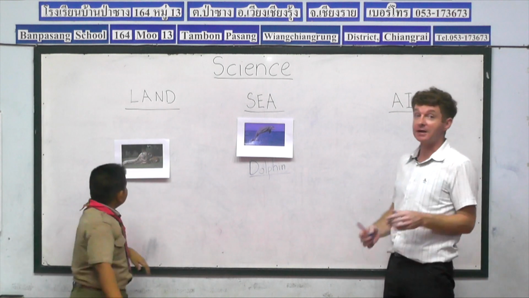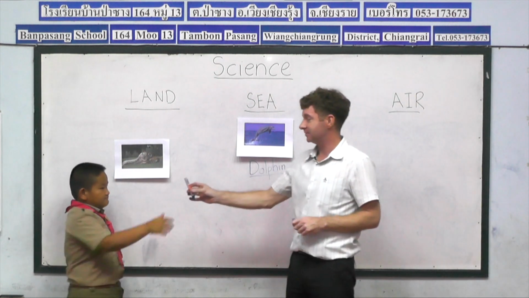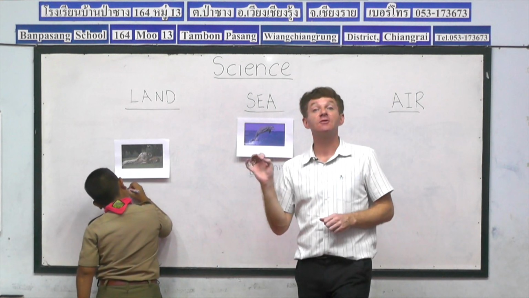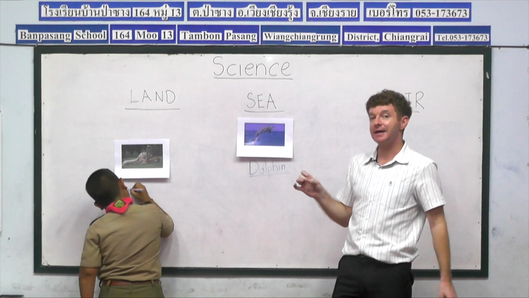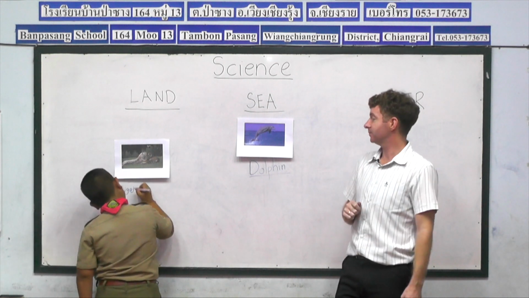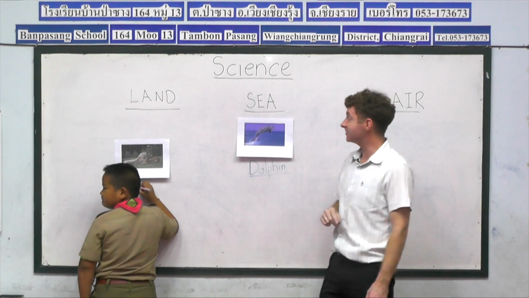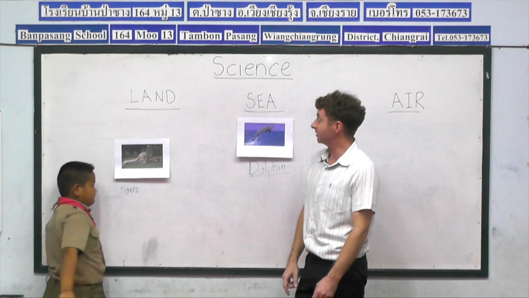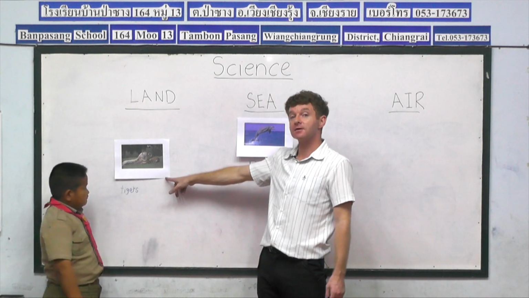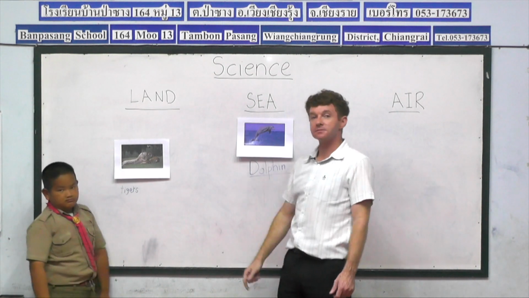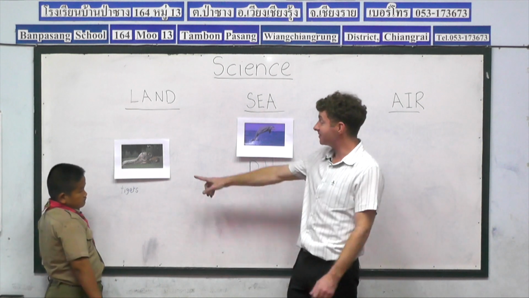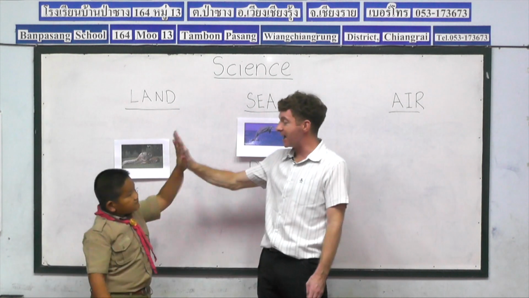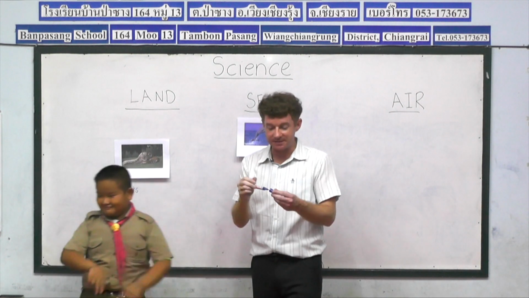Excellent. And then we'll ask Net to spell tiger or tigers. T-I-G-E-R. S. Because there's 2, we can say tigers. Well done. So you can add the S at the end. Excellent. So we can say tigers, land animals. Net, can you say tigers, land animal? Excellent. High five and a big round of applause for Net, please, guys.